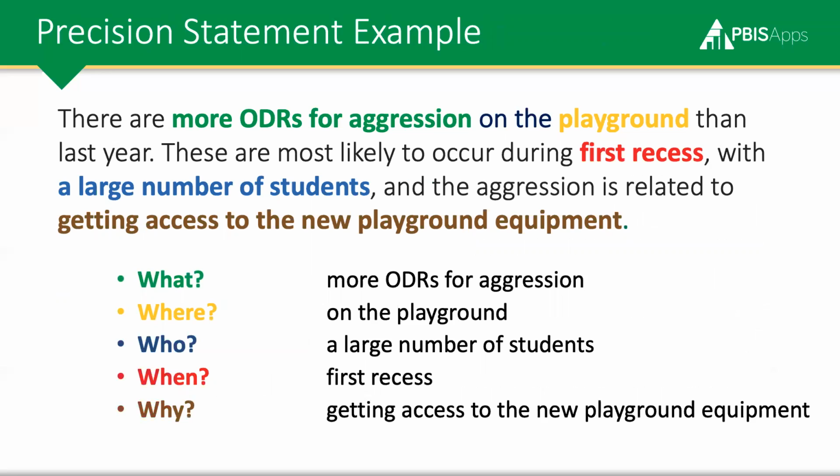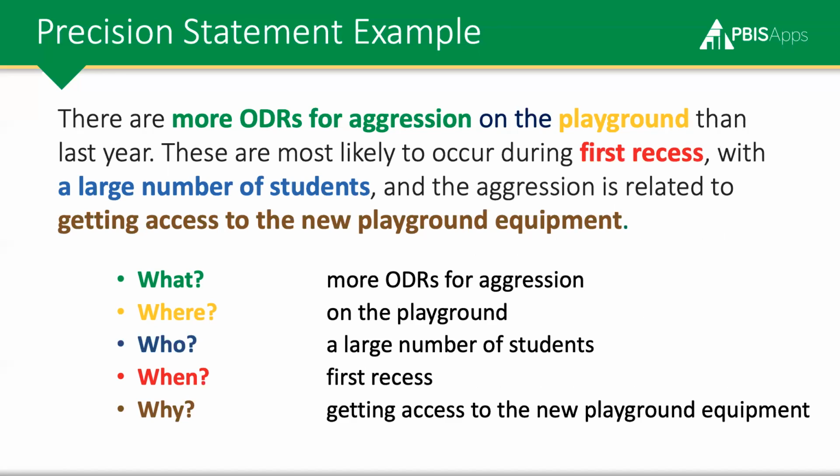And I'll go ahead and put these up as well. So we know that we have more office referrals for aggression. It's happening on the playground. It's a large number of students. So what does that tell us? It's a systems issue. It's definitely more than 10 in that context. It's happening during first recess, but you know what? If we didn't do anything about it, it would happen with the second recess, the third recess, and it would certainly happen when those kids are outside at lunch. And why? That's the big piece.